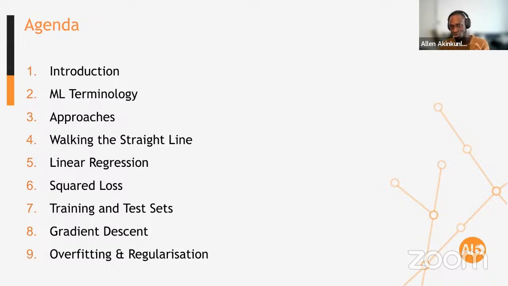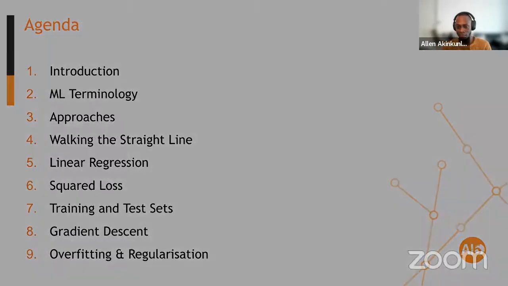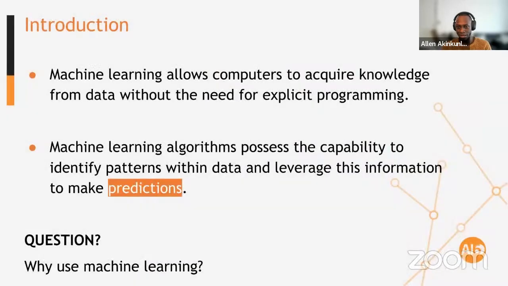So go through some introductions, ML terminology, ML approaches, something I call walk in a straight line. It will become obvious why I named that when we get to that section. Linear regression, squared loss, training and test sets, something called gradient descent, and overfitting and regularization, right? So it's quite a packed thing. So we're going to get there.